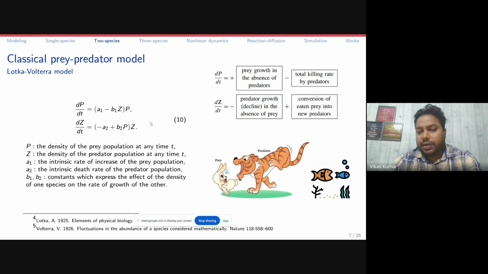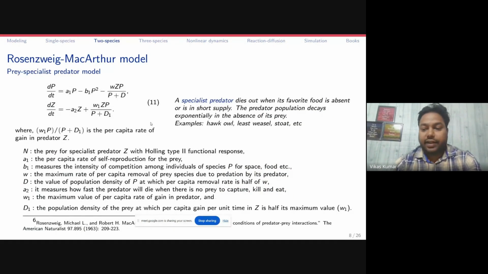If I talk about some examples, you know very well the examples of prey predator, like you can see in the diagram. There is a rabbit treated as prey, and a tiger treated as predator. Or in the aquatic environment, you can see there are some big fishes eating some small fishes. So we can see prey predator interactions everywhere. So this is the first two species model, and as time passed, many models came.